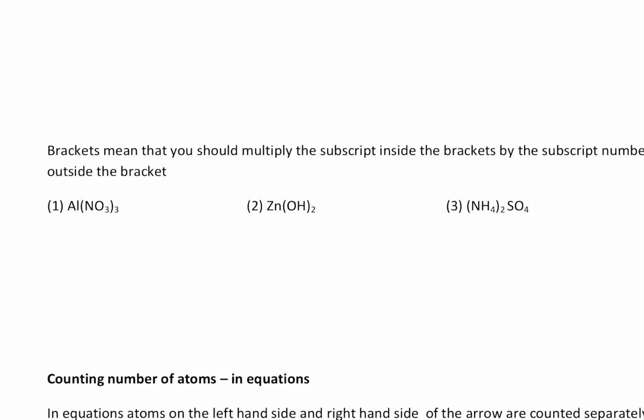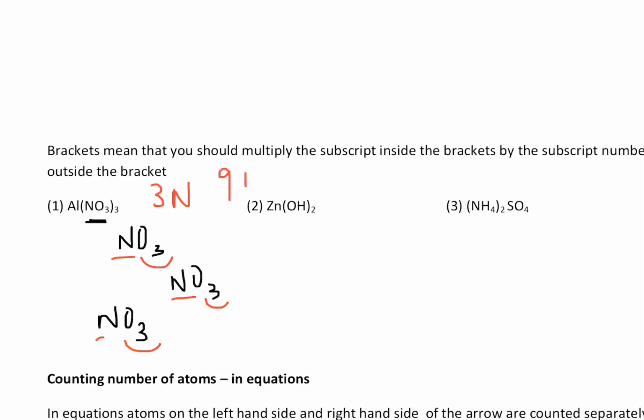Now, sometimes you will find that you have chemical formulas like this, where you have brackets. Now, what do the brackets mean? If you look at this one, it means that there is NO3, NO3, and NO3. So there's 3 times NO3. Which means that if you're counting the number of nitrogen, there are 1, 2, 3 nitrogen actually, and there are 3 plus 3, 6 plus 3, 9 oxygen.